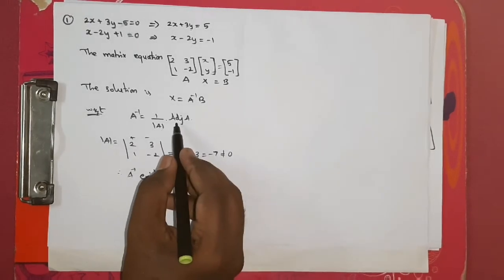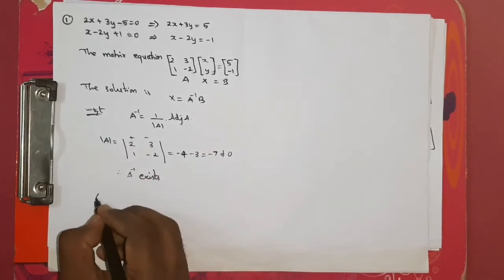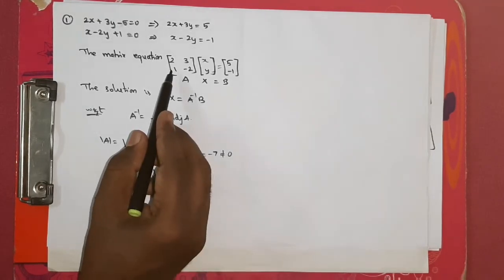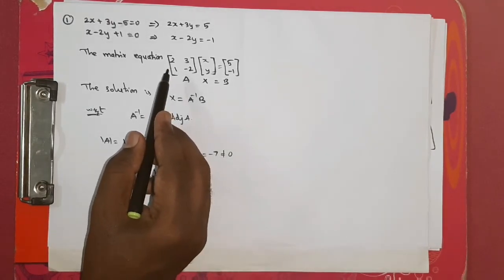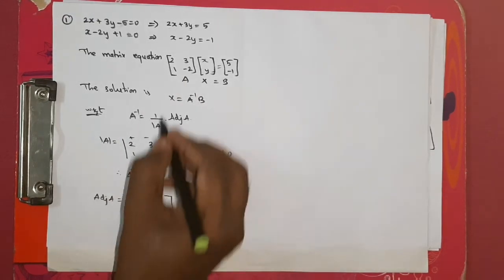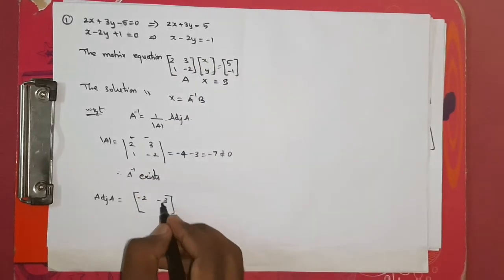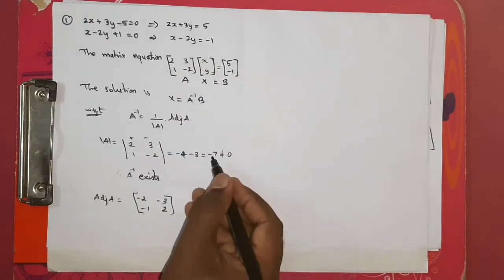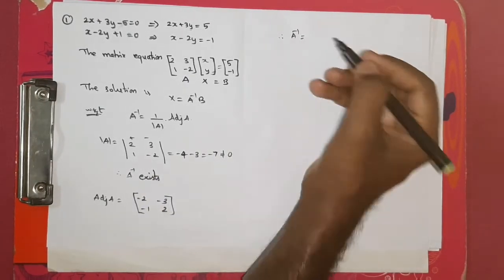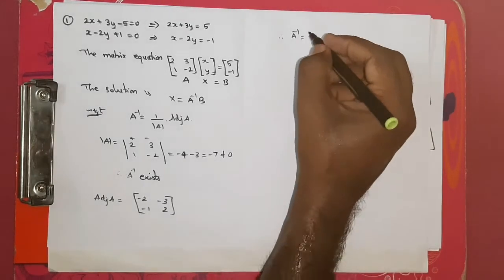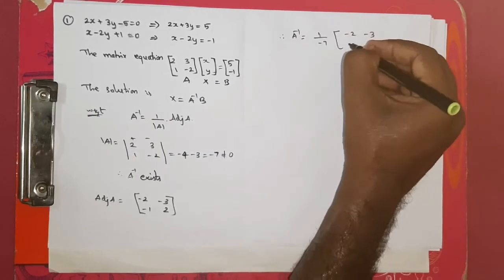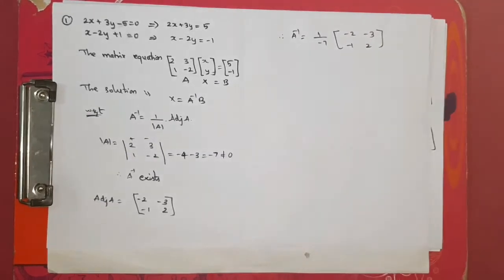Okay. Then what else do you need to find A inverse? Adjoint of A. Now the adjoint of A is very easy. The A matrix is this, right? In the first diagonal you interchange the numbers, so minus 2, 2. In the second diagonal you change the sign, so minus 3, minus 1. That's all. Now use this value and this value in this formula. Therefore A inverse is equal to 1 by minus 7 of minus 2, minus 3, minus 1, 2. Right. So we got this.